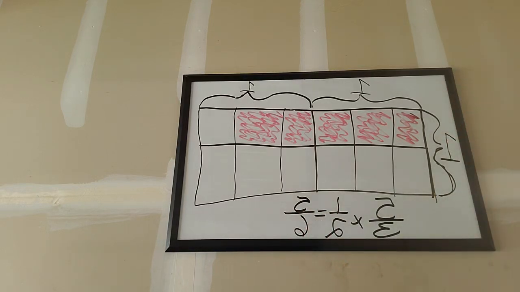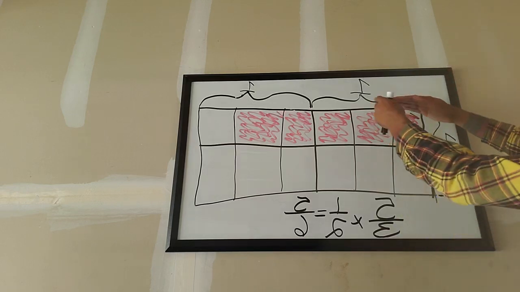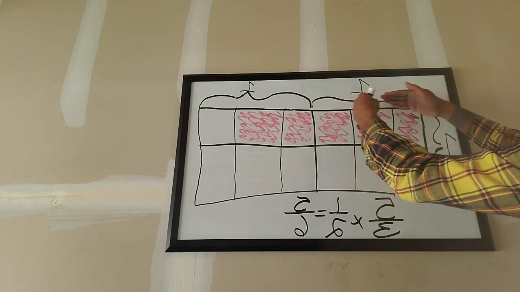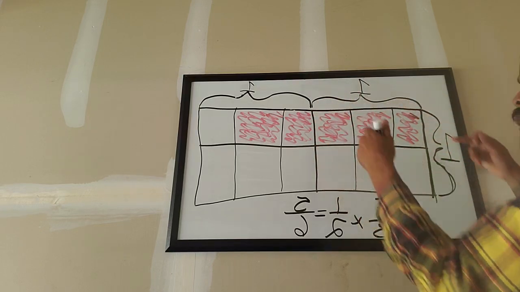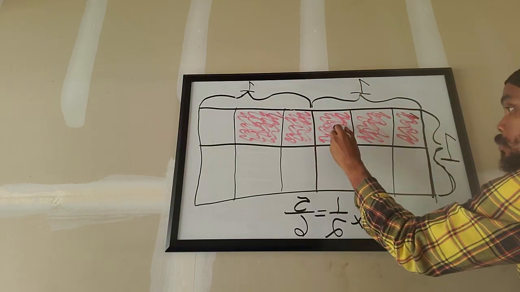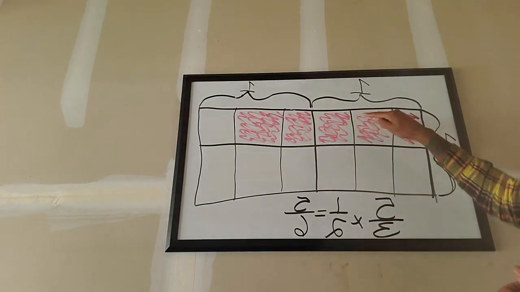And it makes sense because look, our answer was 5/6. So let's look at this whole. How many sixths would you get in this whole? And your children should be like, 1, 2, 3, 4, 5, 6. Oh, there's 6 sixths in that whole.